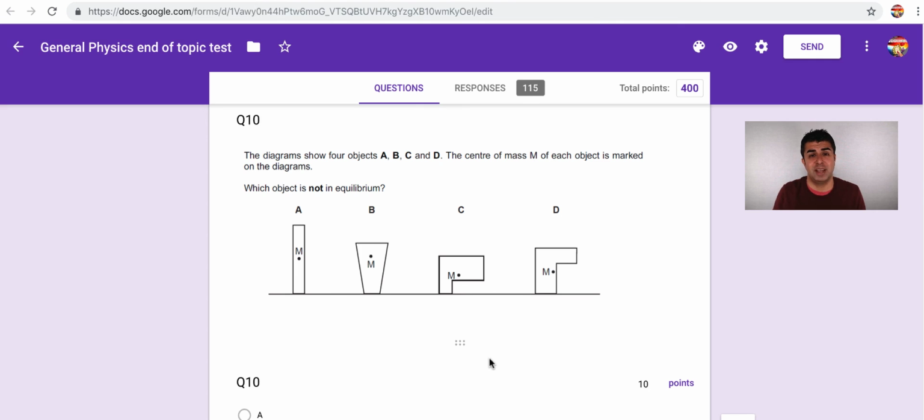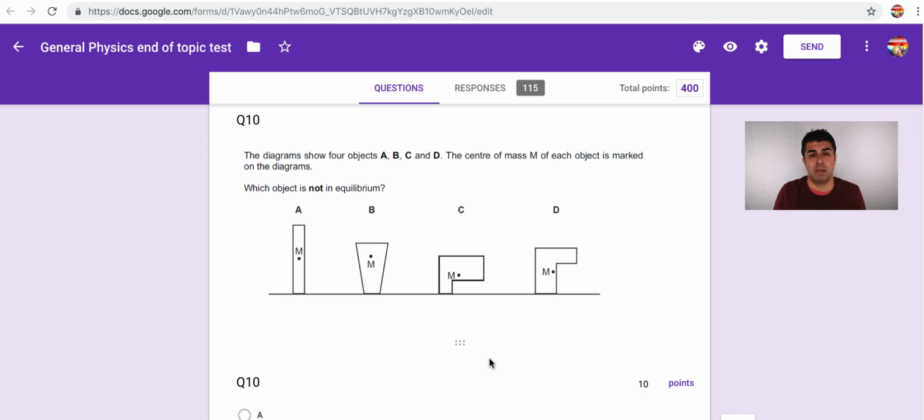Question number 10 is a centre of mass problem. The diagrams show 4 objects A, B, C and D. The centre of mass M of each object is marked on the diagram. Which object is not in equilibrium?